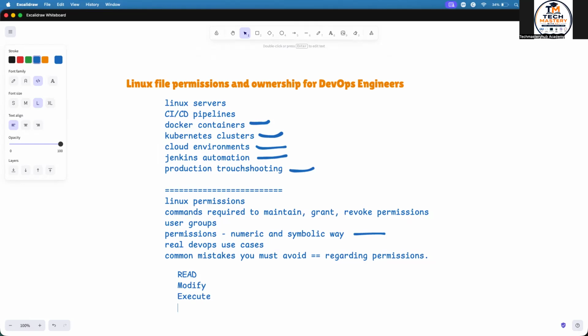Or developers accidentally modify the production configurations. Why? Because developers shouldn't have authority over the production configuration files, but they do. Why? Because the permissions are not maintained properly. Or suppose an Ansible playbook fails with permission denied, or SSH private keys become publicly accessible. This is a security vulnerability, a big issue. You need to avoid these issues, and to avoid them, you need to understand the permissions. All these problems are related to file permissions, ownership, or group access. That's why Linux permissions are a core skill for DevOps engineers.